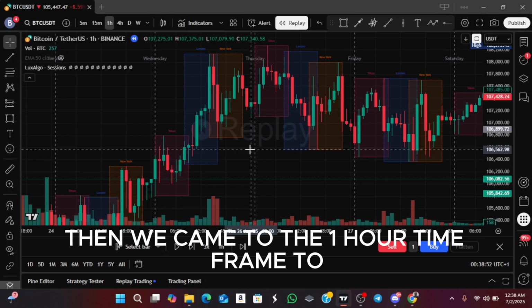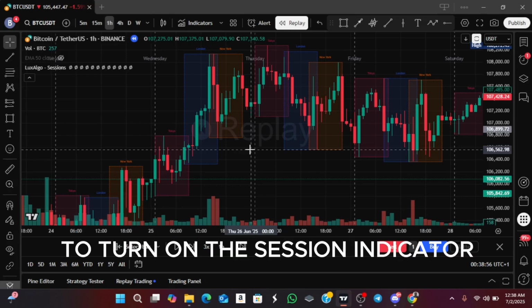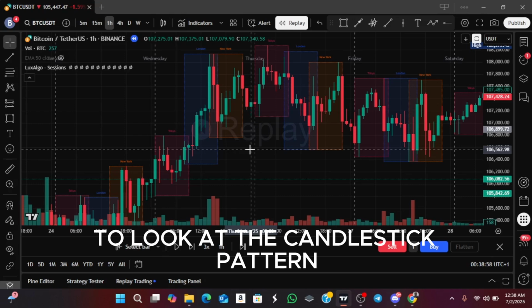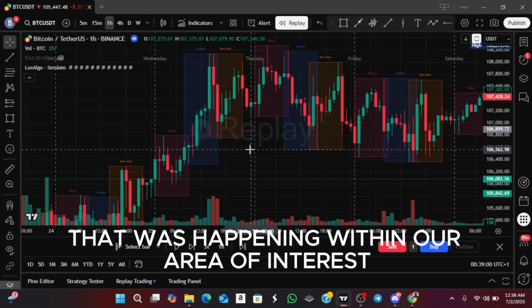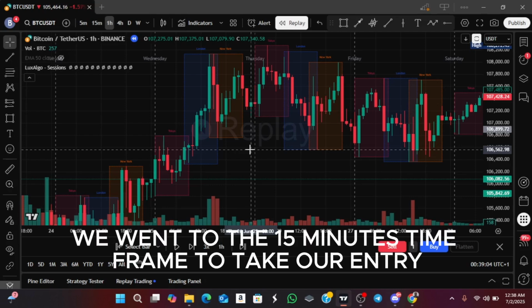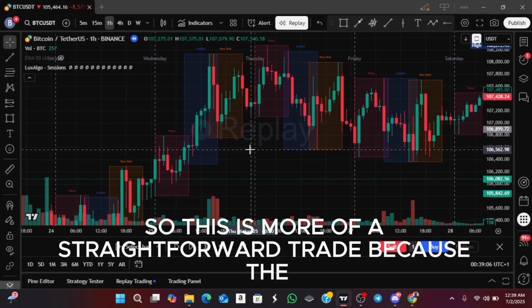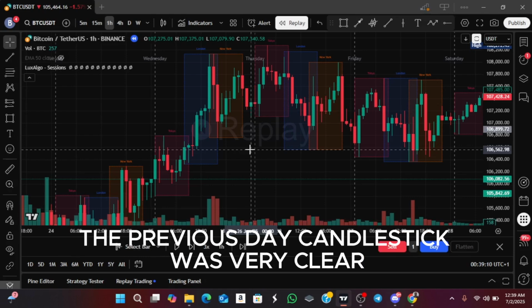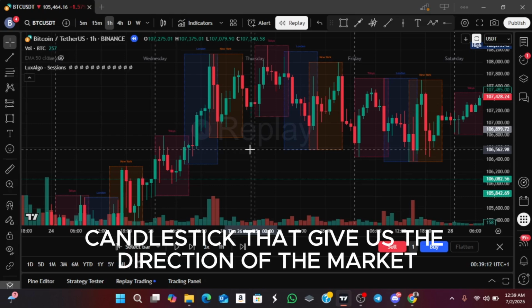Then we came to the 1 hour time frame to turn on the session indicator to look at the candlestick pattern that was happening within our area of interest, and then we went to the 15 minute time frame to take our entry. So this is more of a straightforward trade because the previous day candlestick was very clear and gave us the direction of the market.